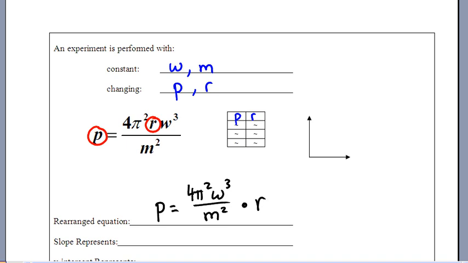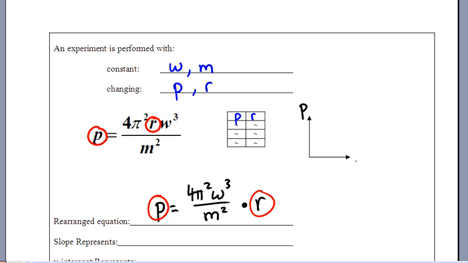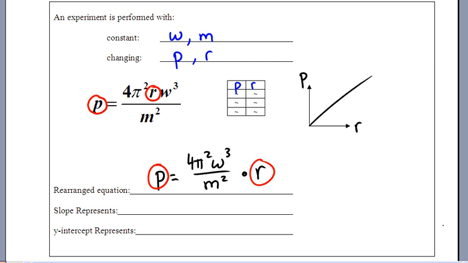There, that's a nice rearranged equation. And this is what scientists would do if they wanted to find a value for 4 pi squared w cubed all on top of m squared. They would do an experiment where they would change the r and the p, and then they would graph. They would put p up and down, put r across, and get a straight line, and then the slope would represent all of this stuff that's not circled. It would be 4 pi squared w cubed all on top of m squared.